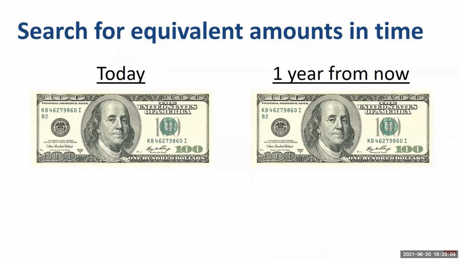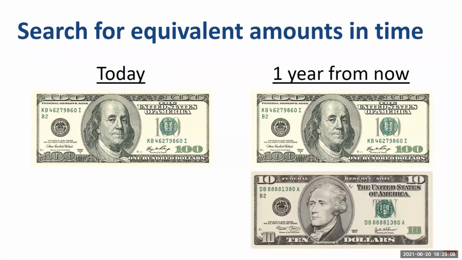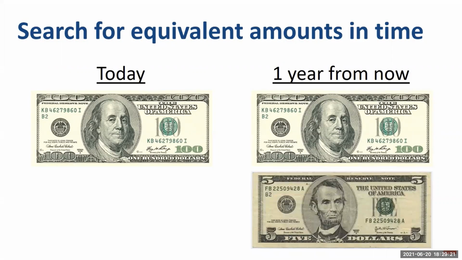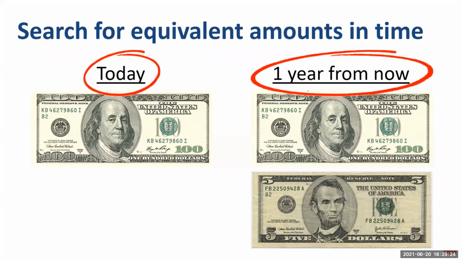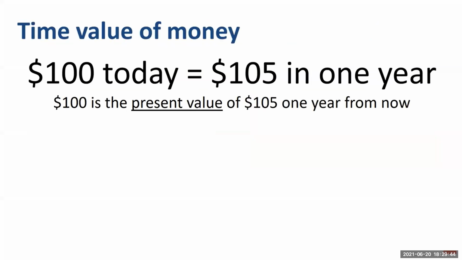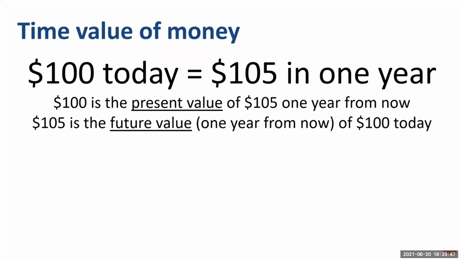How about $100 today or $110 next year? I'm pretty certain you would take the $110 1 year from now, as that sounds far more attractive. Okay, somewhere in between then. How about a choice of $100 today or $105 1 year from now? Maybe you will say, I'm fine either way. If that's the case, then we have just found the equivalent amounts in time and identified the time value of money for you. The time value that we found for you in this example is that $100 today equals $105 in 1 year. $100 is the present value of $105 1 year from now. $105 is the future value 1 year from now of $100 today.